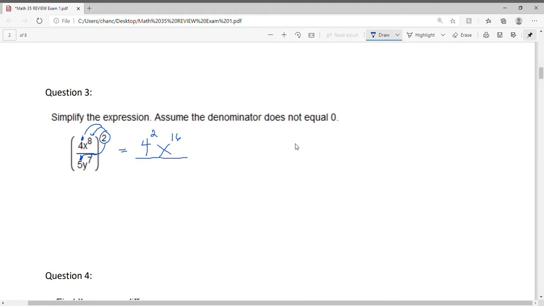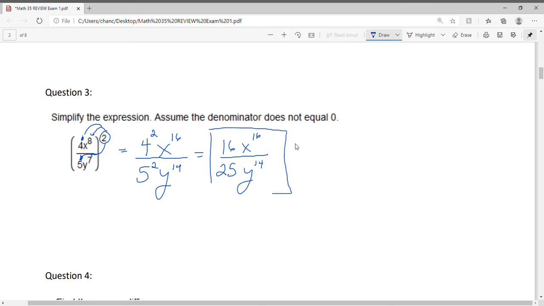We have in the denominator 5 raised to the 2nd. Again, 1 times 2 gives us 2. 7 times 2 gives me 14. And now we'll have to simplify this. We know 4 squared is 16. We know 5 squared is 25. And we'll double check to make sure there's no common factors. 16 and 25 do not have a common factor, and we cannot reduce this expression. So this is our solution for question 3.